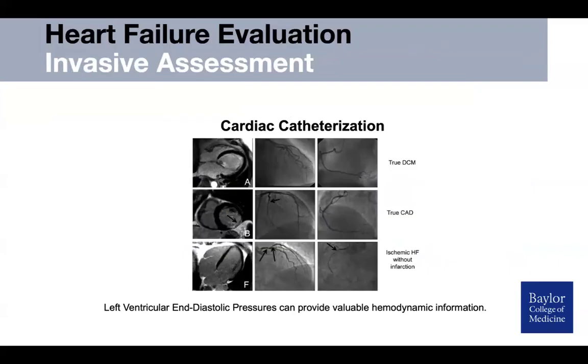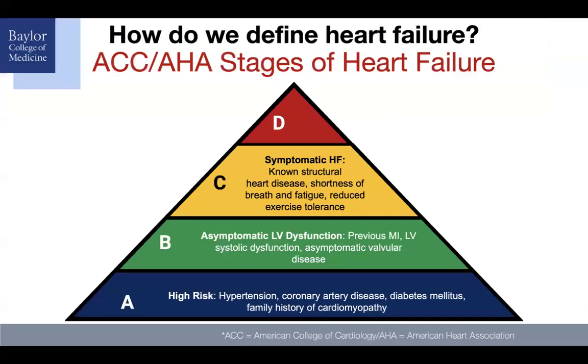Cardiac catheterization is typically performed for these patients. First of all, to look at coronary disease. Sometimes these patients may have normal coronaries as seen in A, and these patients may have true dilated cardiomyopathy. The patients in B may have areas where they have true coronary disease there. Or you can see sometimes patients that may have isolated coronary disease without infarction, and these patients may have concomitant coronary disease with a cardiomyopathy. Left ventricular end diastolic pressure can provide valuable hemodynamic information as well.